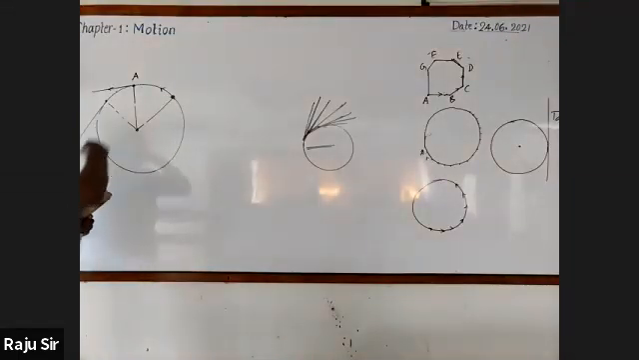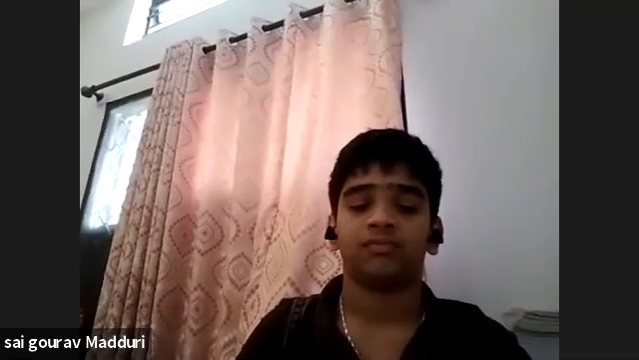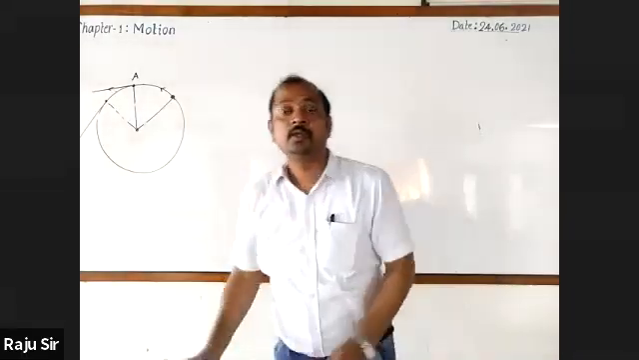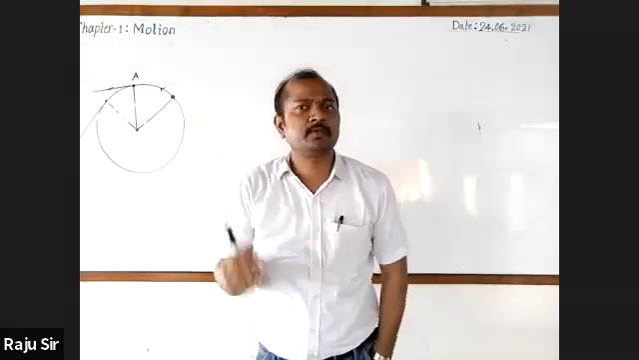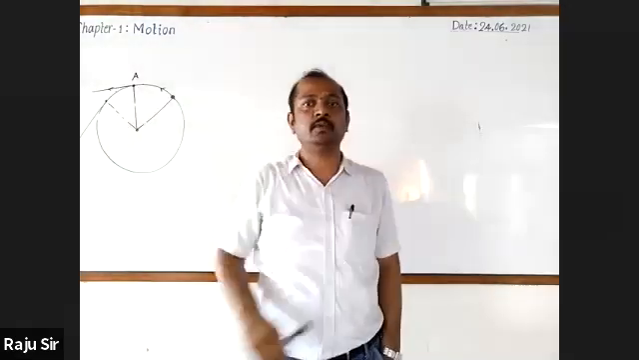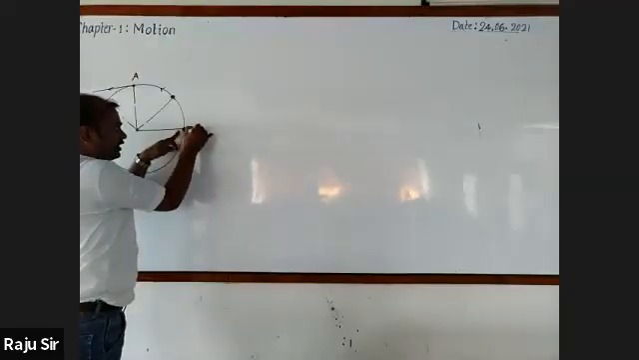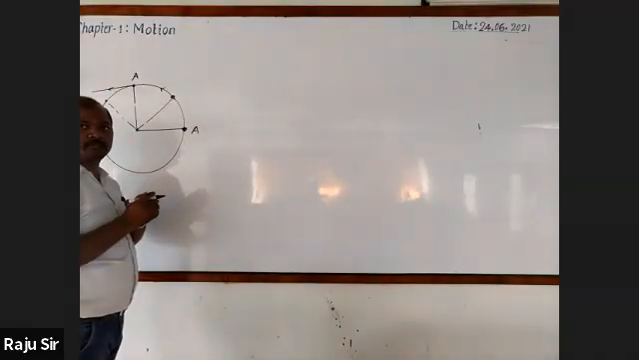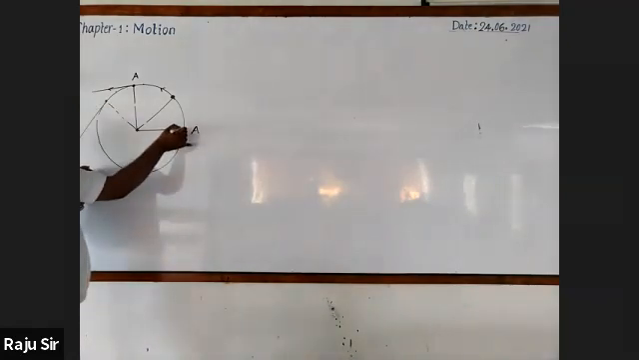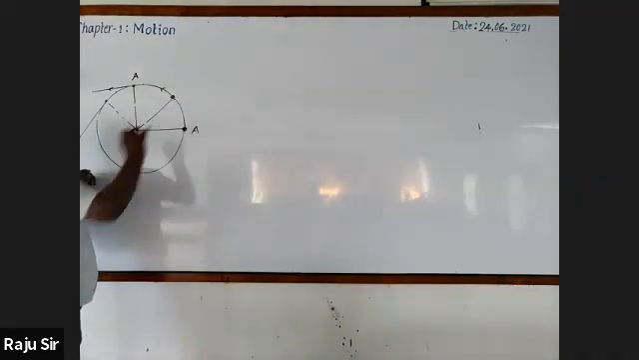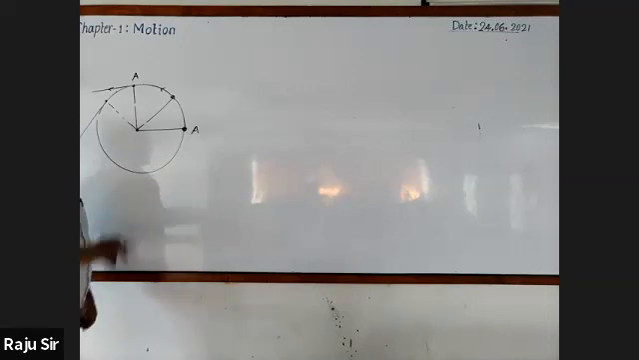When a body is moving in the circular path, is it possible for us to find out the speed with which it is moving? Yes, we can find out. Assume that the stone is here, and it completes one round in just 2 seconds.